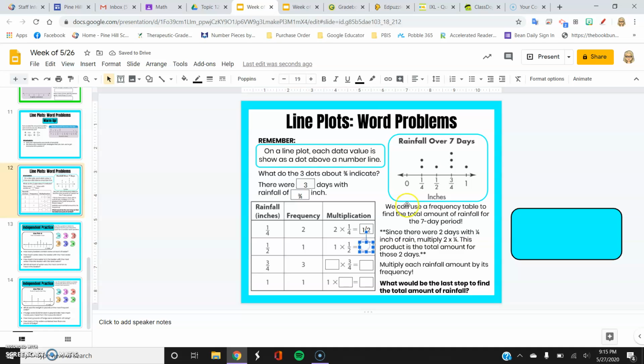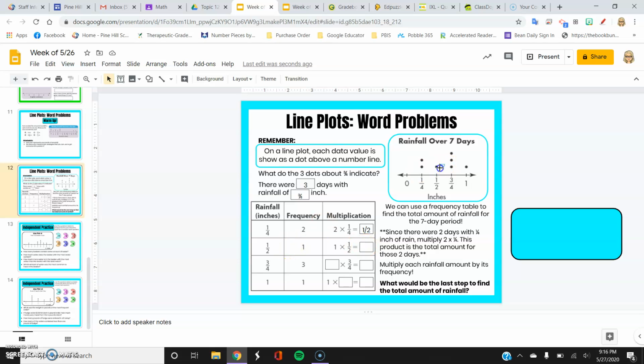Okay, so those times it rained 1/2 inch total. So this product is the total amount for those 2 days. So on day 1, it was 1/4. Day 2, it was 1/4. For those 2 days, the total amount was 1/2. I'm trying to find how much it rained the whole 7 days.